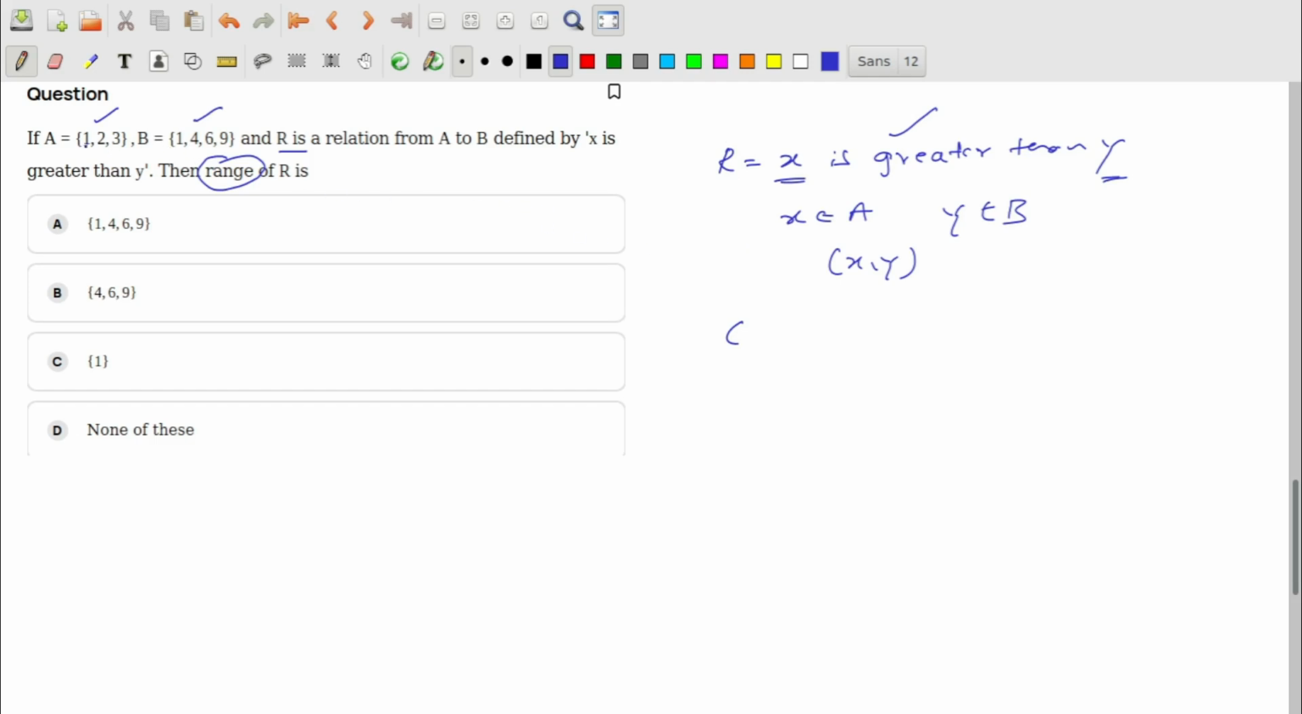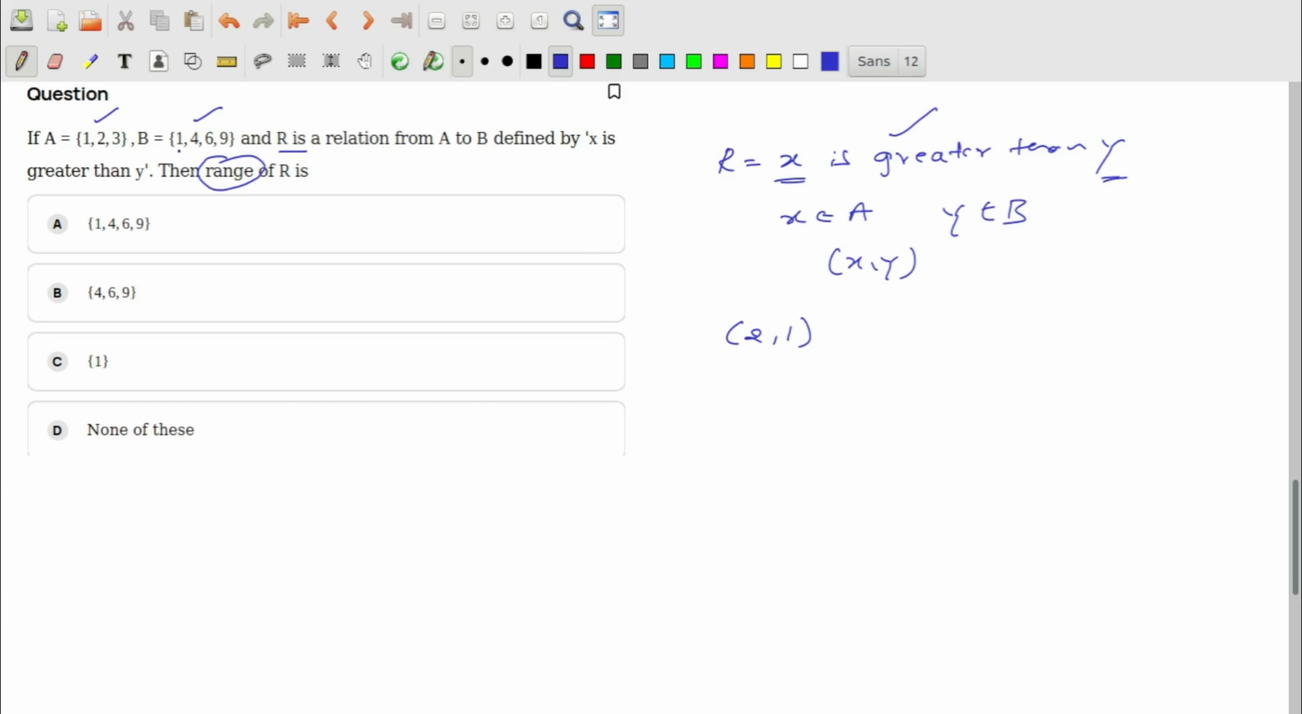If I take 1 here, is there any number from the second set which is less than 1? No, we don't have any number in the second set which is less than 1, so you can't take 1. Now let's take 2. The 1 from the second set is less than 2, so the first ordered pair which satisfies this condition is (2, 1).